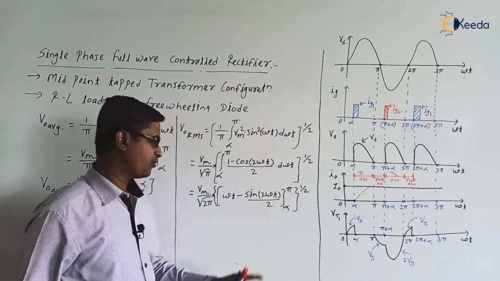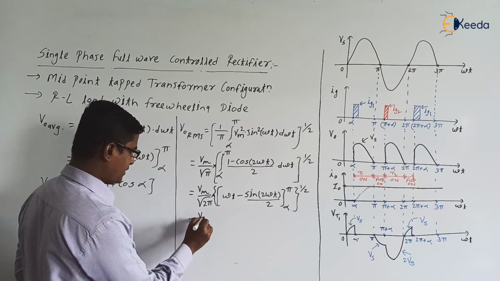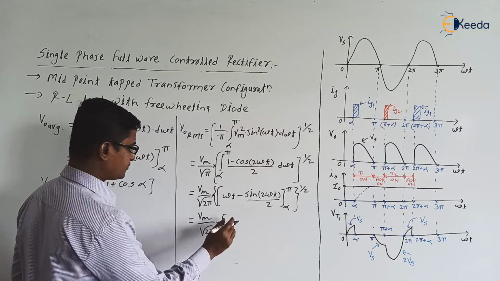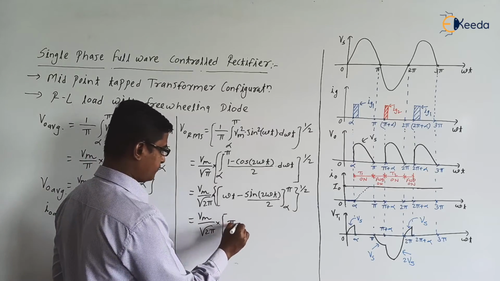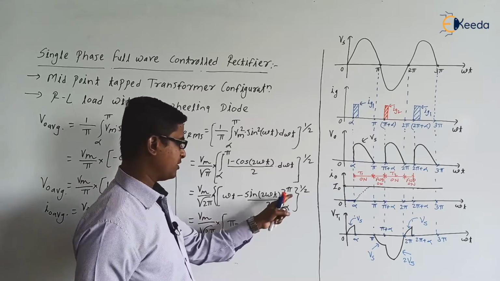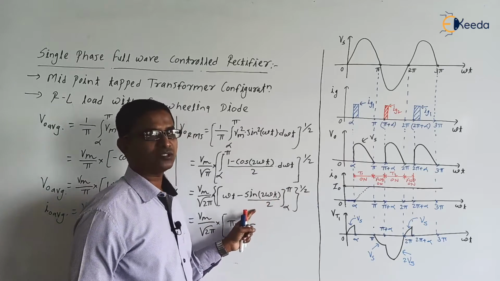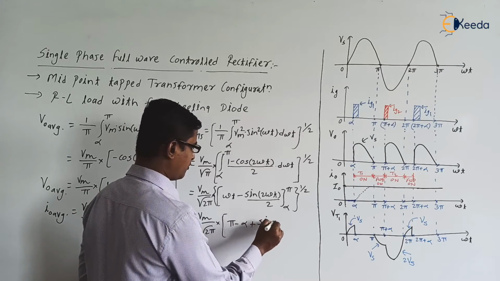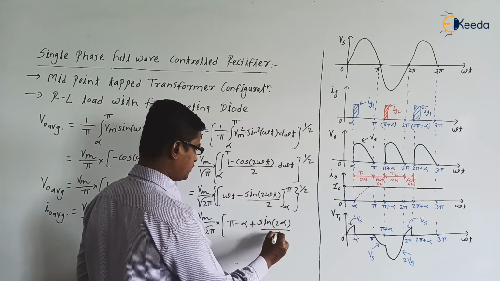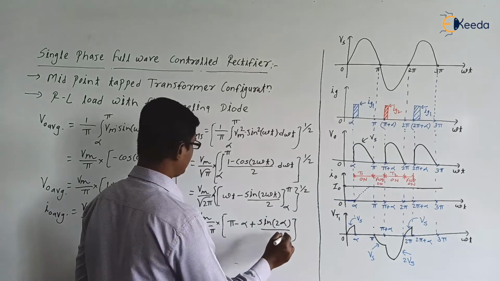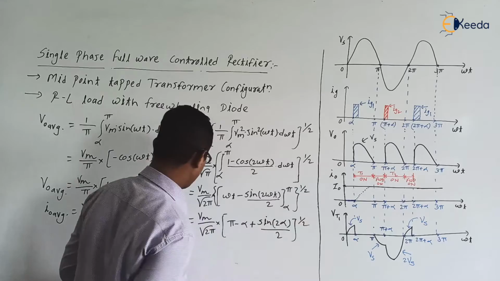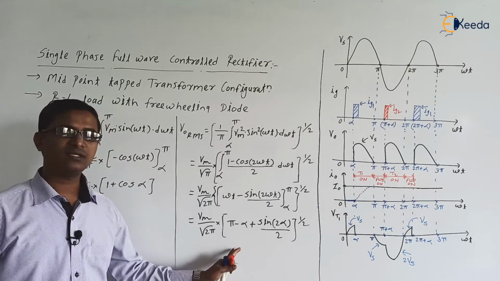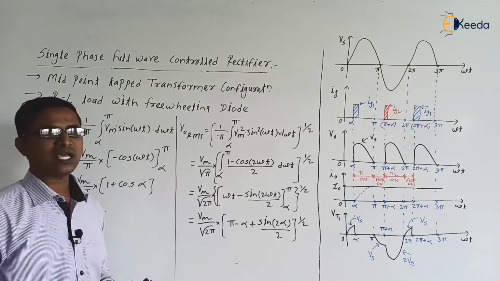Next, can we put the limit? So it is Vm upon root 2 pi into pi minus alpha, minus sine of 2 pi by 2. Sine 2 pi is 0, so that term is 0 only. Plus sine of 2 alpha by 2, to the power 1 by 2. So this is V0 RMS. No need to memorize this expression.